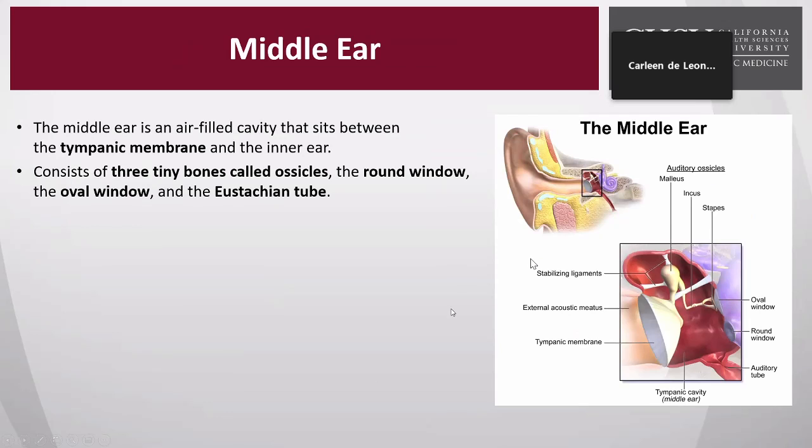Okay, moving on to the middle ear. It's an air-filled cavity that sits between the tympanic membrane and the inner ear. It has the ossicles, the round window, oval window, and the eustachian tube or the auditory tube.